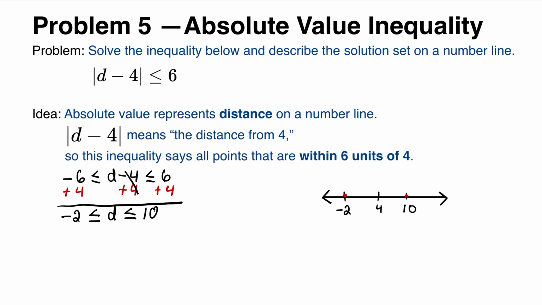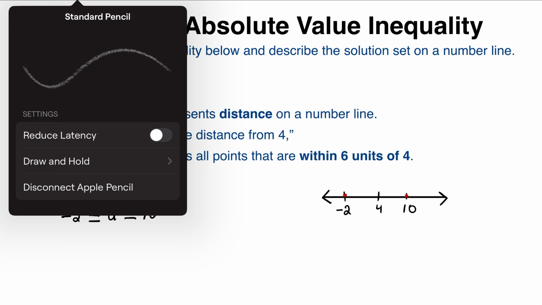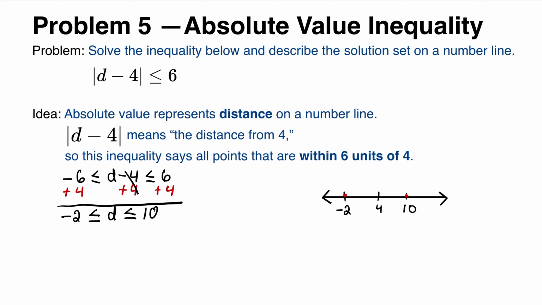Now I'm going to shade the section between -2 and +10. So let me go ahead and do that here. So I'll shade right, okay, there we go. Shade right between -2 and +10. Okay, so that's the region that's shaded, and it just shows every point whose distance from 4 is at most 6 units, which means any value of d between -2 and 10 makes this inequality true.